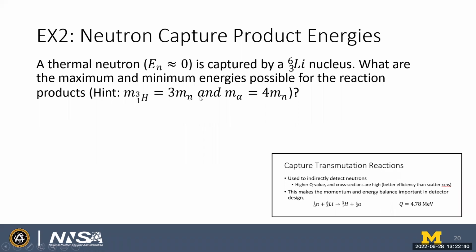A few hints here. The mass of the triton is equal to about 3 neutron masses, and then the mass of the alpha is equal to about 4 neutron masses. So based off that, apply conservation of energy and conservation of momentum to estimate what the energy of the resultant triton and alpha are. And again, we have that Q value of 4.78 MeV, so that's how much energy is being distributed between the two.